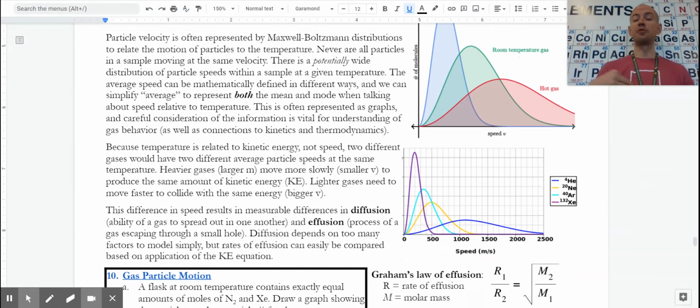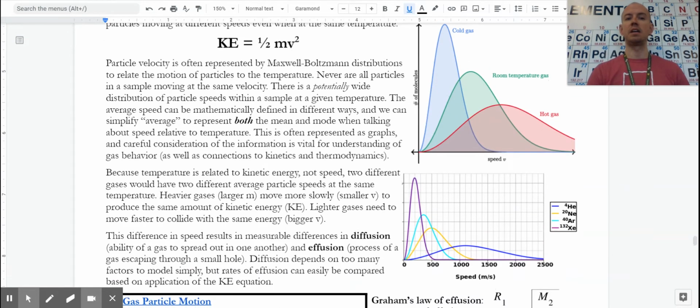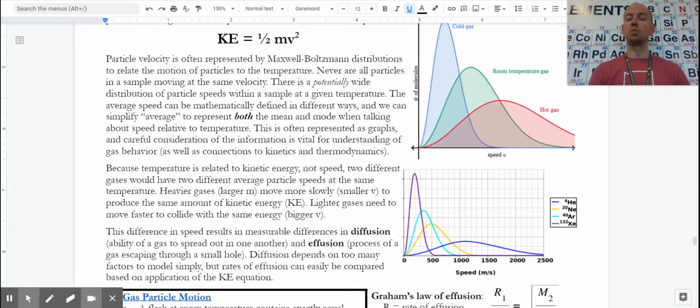If I have different gases at the same temperature, I would have the same average kinetic energy. That does not mean the same average speed. With the equation here, KE is 1/2 mv squared, for them to have the same kinetic energy but different masses, we would see an inverse relationship between speed and mass. It's not a directly inverse because we do have a square in there, but for our purposes, we just see one go up and the other go down.